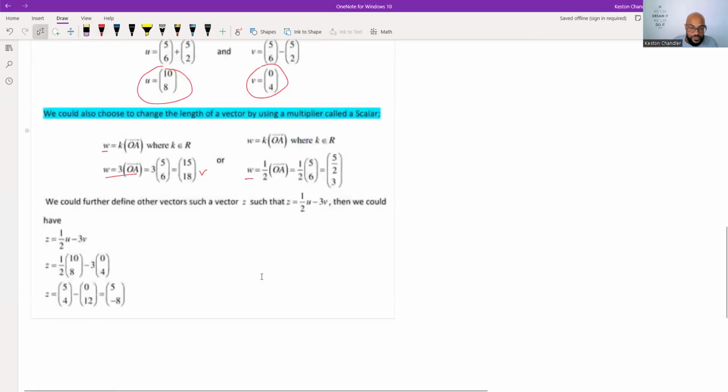We could then define vectors such as Z, which is now equal to half of U minus 3V. Remember, we found U above. U was 10, 8, and V was 0, 4. So this is like vector algebra, right? You just find half of the 10, 8, which is 5, 4. You multiply the contents of V, which is 0, 4, by 3. And then you subtract those 2 and you get this new vector altogether called Z, right?